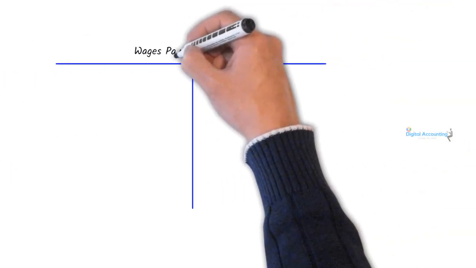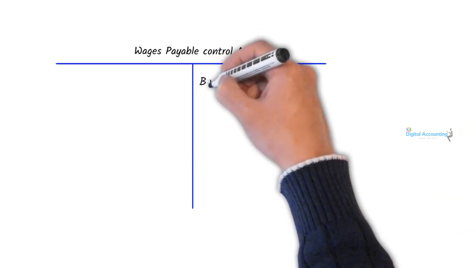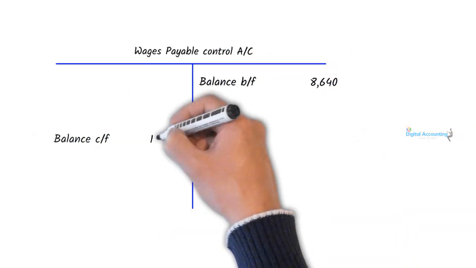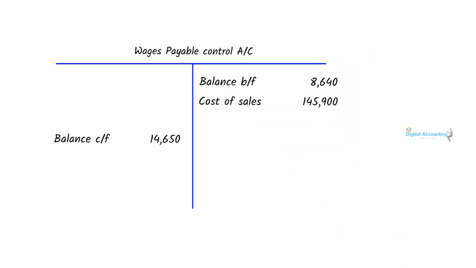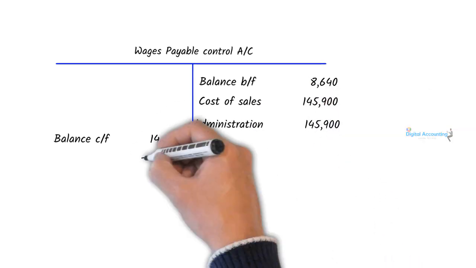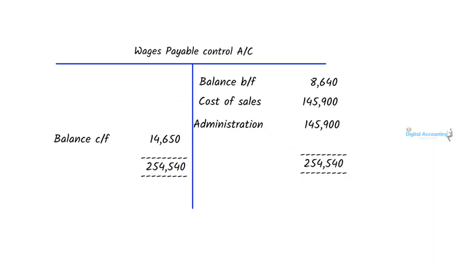So let's find out the wages paid to employees. Same rule for the opening balances. Then wages from the cost of sales is 145,000 and administration is 100,000. So those two balances should be payable within this year. So it will be in credit side of the account. So the net wages paid should be in debit side since it will reduce the liability.